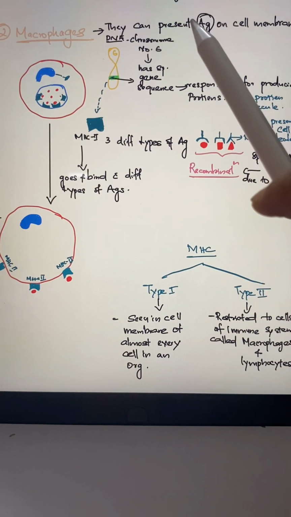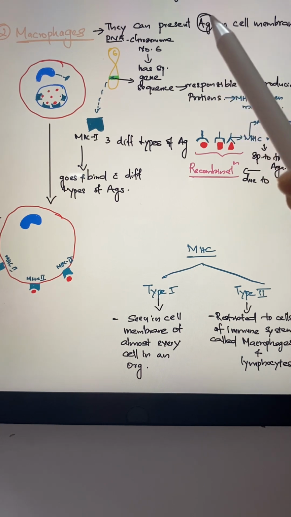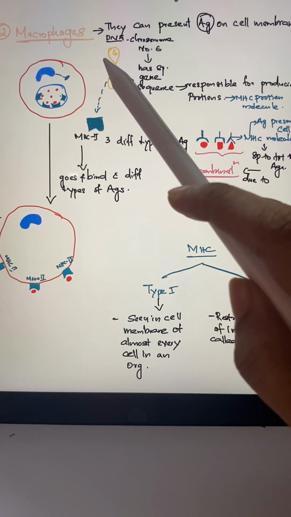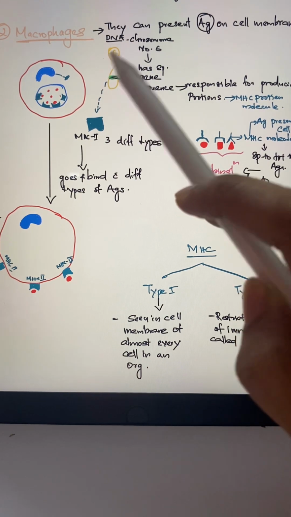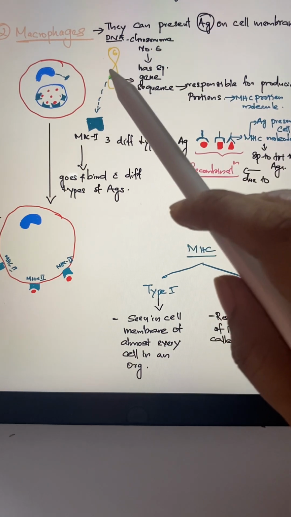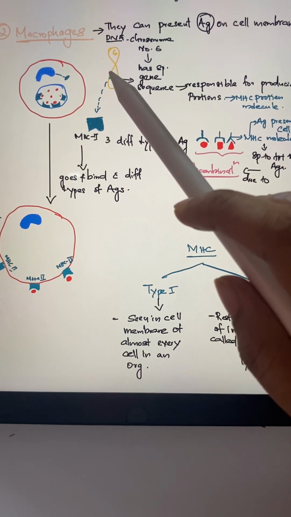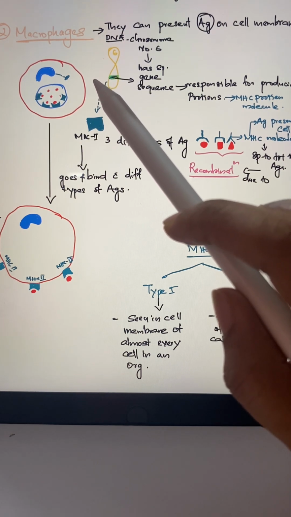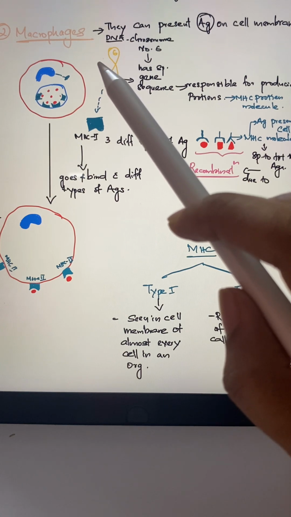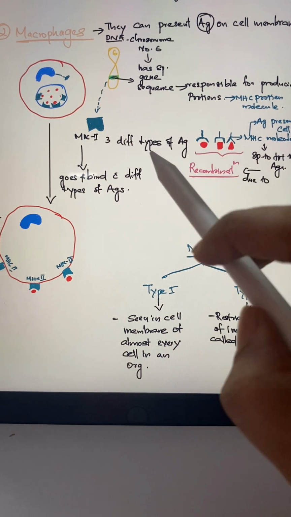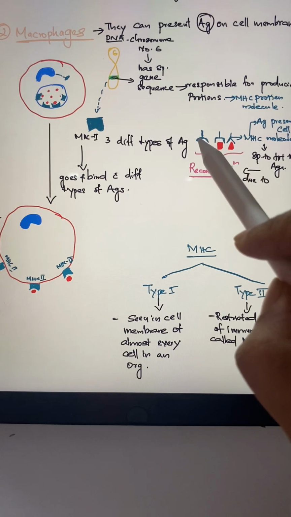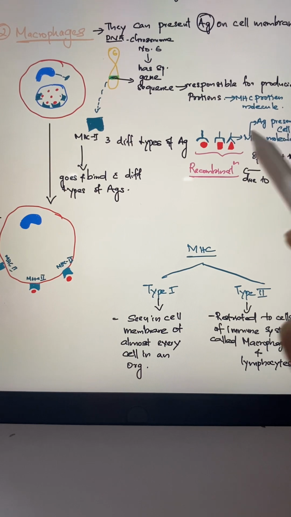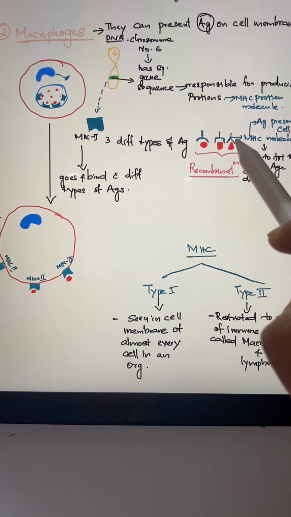So these macrophages can present the antigen on the cell membrane. If this is the DNA, specifically chromosome number 6, they have a specific gene sequence. This is a specific gene sequence. They are responsible for producing some proteins known as MHC protein molecules. They are the major histocompatibility complex. Actually, there are three different types of antigens. This is circular in shape, square and triangle. So these MHC molecules are specific to fit into the antigen.